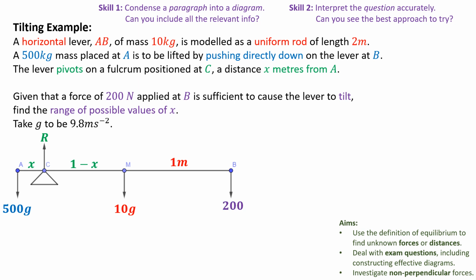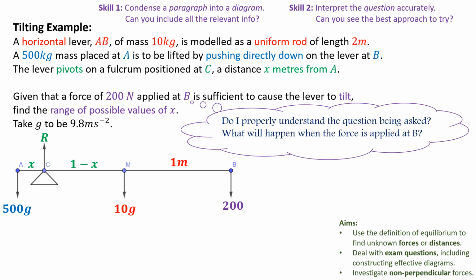The next bit we need to think about is perhaps double check, read through, convince yourself that everything in the question matches what we're expecting. Do we properly understand the question being asked? So this is about telling the story of the question. Sufficient to cause the lever to tilt. What does that actually mean? Well, it means if you push down with that 200 newtons at B, then the lever will no longer be in equilibrium. It's going to be twisting clockwise. B will move down, and the 500 kilogram mass that's at the far end is going to start moving upwards.